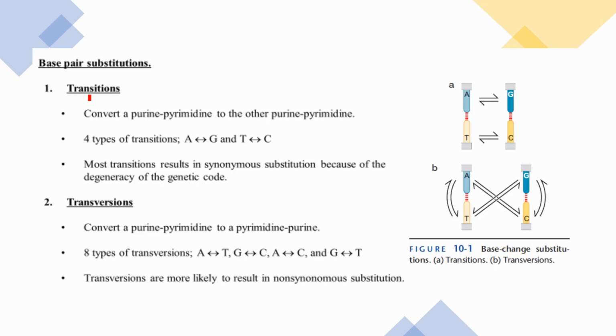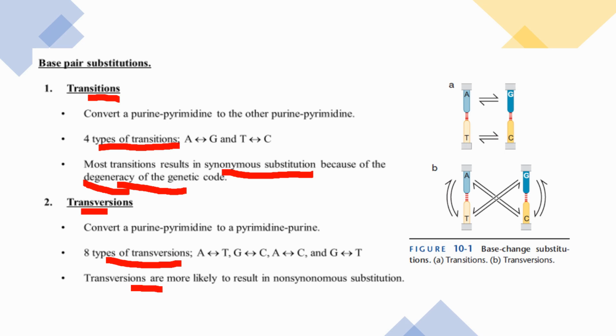So in transition, it converts purine to purine or pyrimidine to pyrimidine, and there are 4 types of transition which are possible, and most transition results in synonymous substitution because of the degeneracy of genetic code. Now synonymous substitution means of same kind, and degeneracy means different codons coding for the same amino acid. Now next is transversion. In transversion, any purine can change to any pyrimidine and vice versa, and there are 8 types of transversions possible, and transversion are most likely to be non-synonymous substitutions.